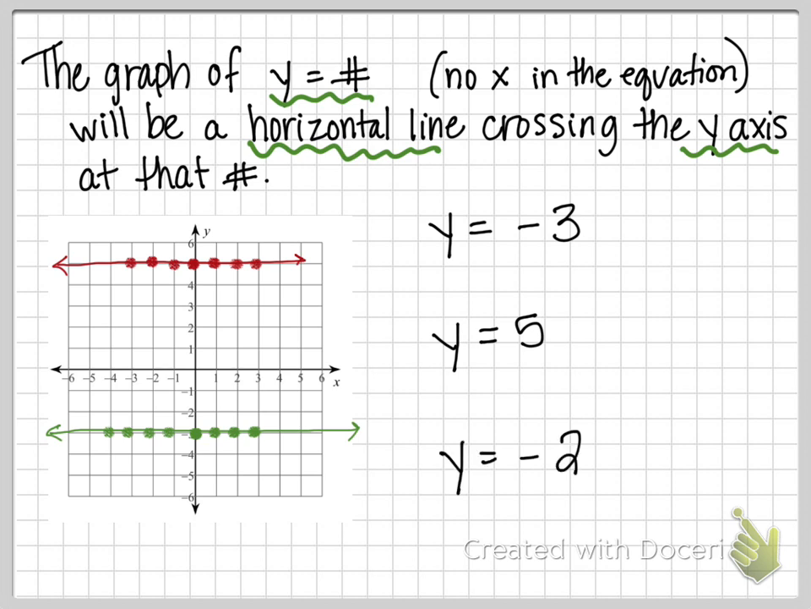Okay, one more. If y equals negative 2, we know that this will cross the y-axis. It's going to be a horizontal line. No matter what x equals, y always equals negative 2. So it's going to make that horizontal line crossing the y-axis at negative 2.